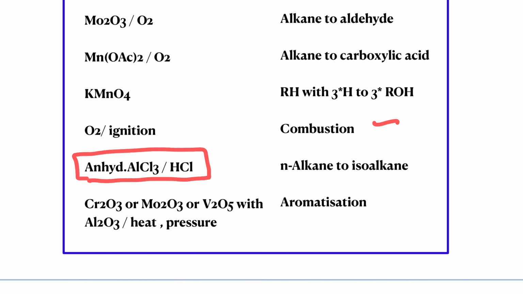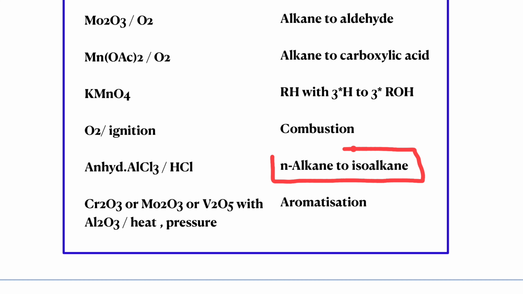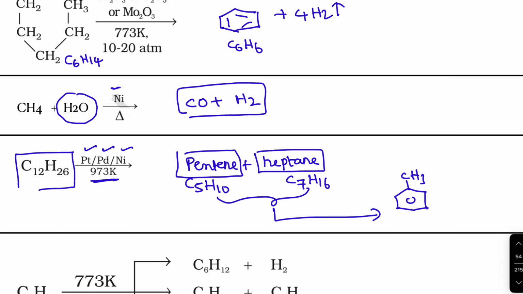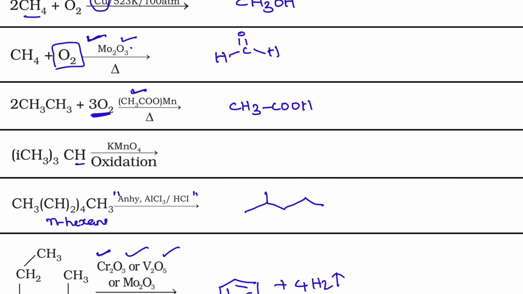Anhydrous AlCl3 and HCl, n-alkane will be converted to isoalkane. Example, n-butane is converted to isobutane. And finally, Cr2O3 or Mo2O3 or V2O5 and Al2O3, heat and pressure, it causes aromatization. Here I missed one reaction. We have tertiary hydrogen that will be oxidized. So alkane will be oxidized and you will be getting alcohol.